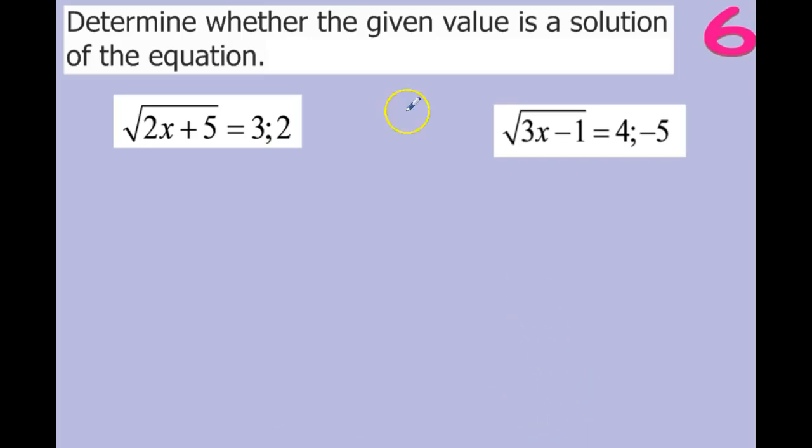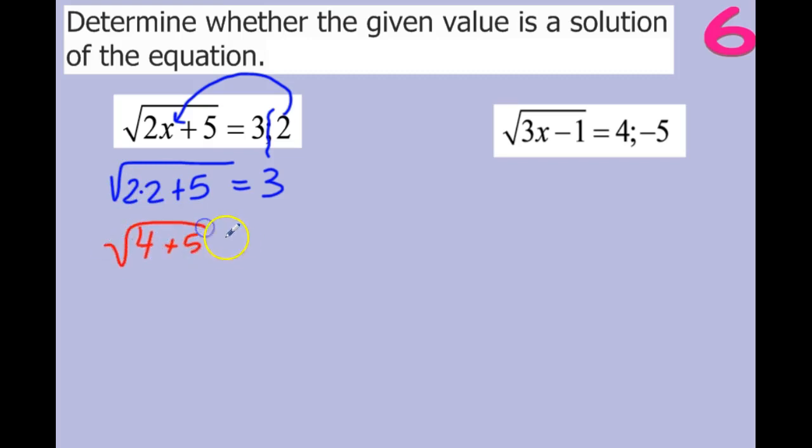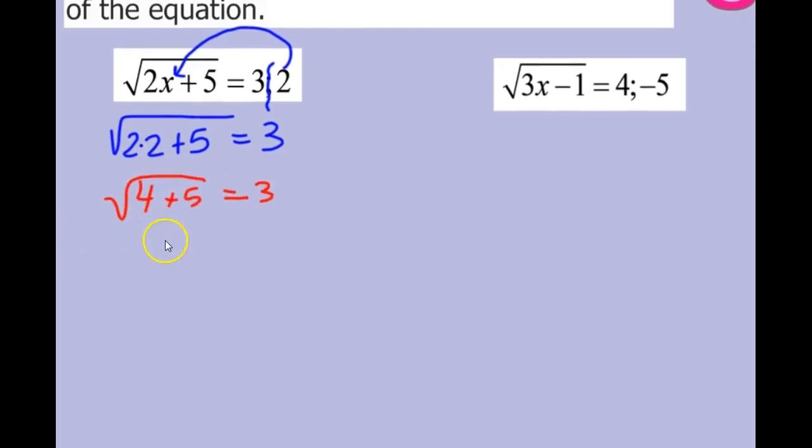Alright, the next two just say determine whether the given value is a solution of the equation. So here's the end of our equation. We need to plug in 2 for x. So we have the square root of 2 times 2 plus 5. We need to see if that equals 3. Well, order of operations says multiply first. 2 times 2 is 4. So we have 4 plus 5. 4 plus 5 is 9 underneath the square root. Square root of 9 is just 3. So your answer would be yes, 3 does equal 3.